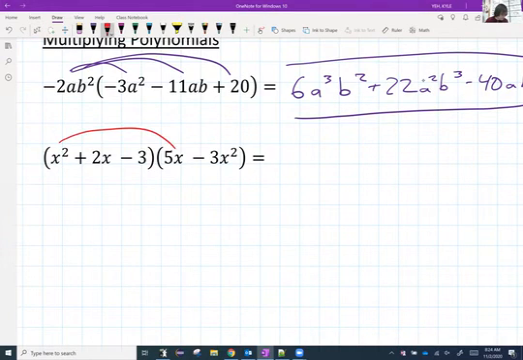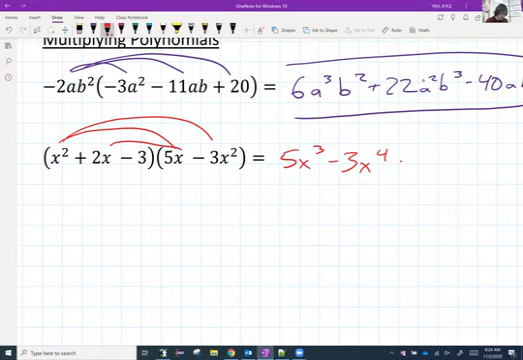x squared times 5x is 5x cubed. x squared times negative 3x squared would be minus 3x to the fourth, using those exponent rules. 2x times 5x is 10x squared, plus 10x squared. And then here's that unique thing I was talking about. The next one, 2x times negative 3x squared, is negative 6x cubed. I'm going to write that right here. And I kind of like this. I like lining up my x cubes. It'll make it really easy to simplify in the end. Line up all those like terms.